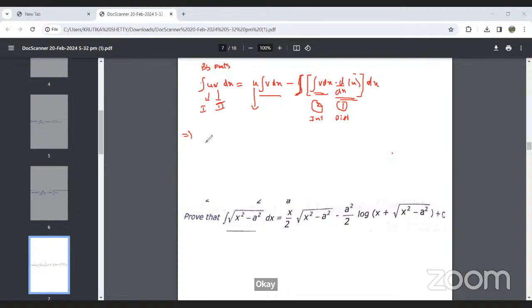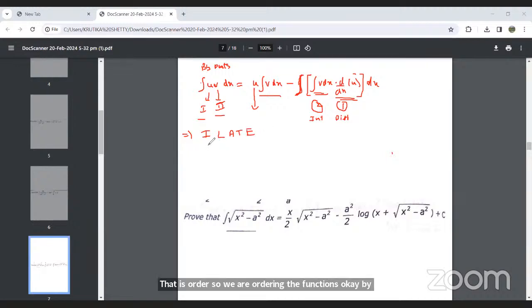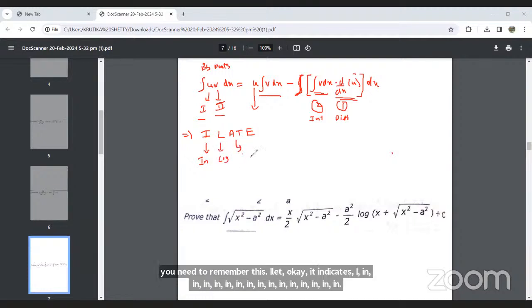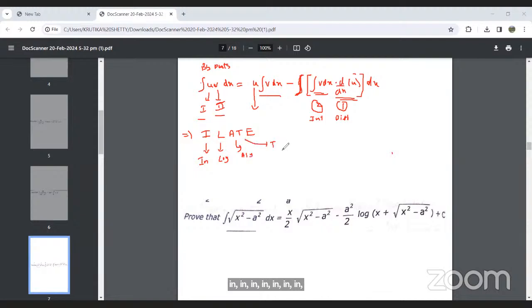So see, pay attention here. This is the property, and we are making use of it. Whenever we consider the first function and second function, we follow a rule, that is order. So we are ordering the functions by making use of a short form here. You need to remember this ILATE. I indicates inverse trigonometric function. L indicates logarithmic function. A indicates algebraic function. Then T indicates trigonometric function, and E indicates exponential functions.